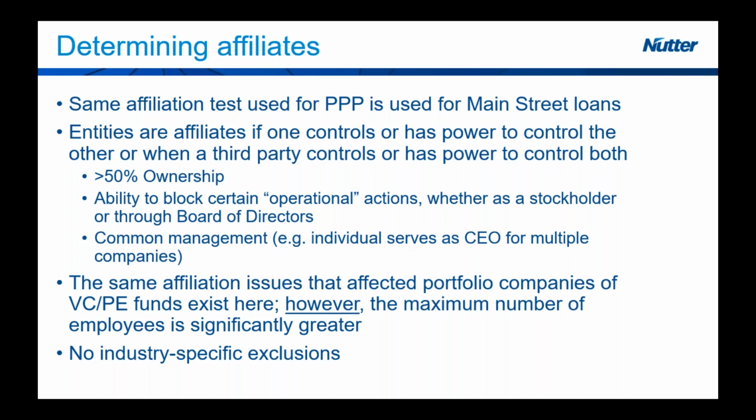I'll speak a little bit more about this later, but particularly when borrowers have taken institutional equity financing, either from venture capital or private equity investors, this has the potential to create some real issues when affiliating with other borrowers or potential borrowers within the investor's portfolio. It's a little bit less of an issue here than it was for PPP because the number of employees and the revenue thresholds are much higher, but it's still something that should be considered in determining whether these lending facilities are right for a particular borrower. Unlike the PPP program, there are no industry-specific exclusions from the affiliate analysis. In other words, unlike in PPP, hospitality businesses or franchised businesses aren't excluded from the affiliation analysis.